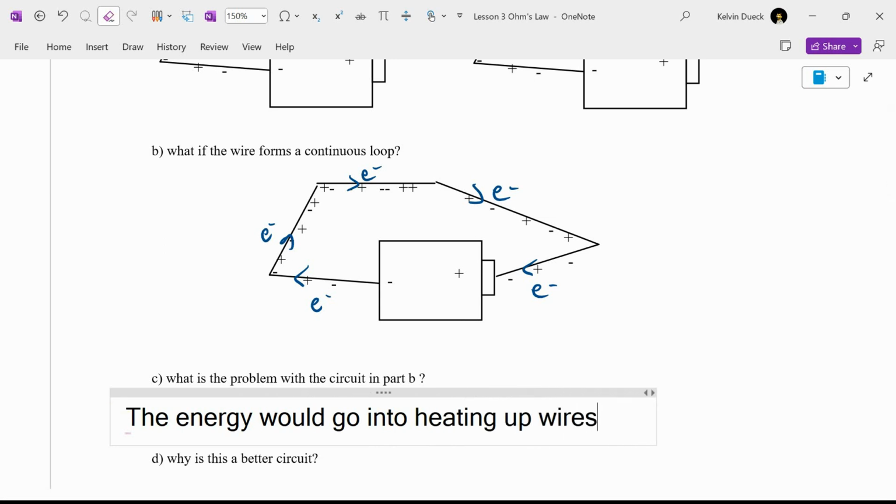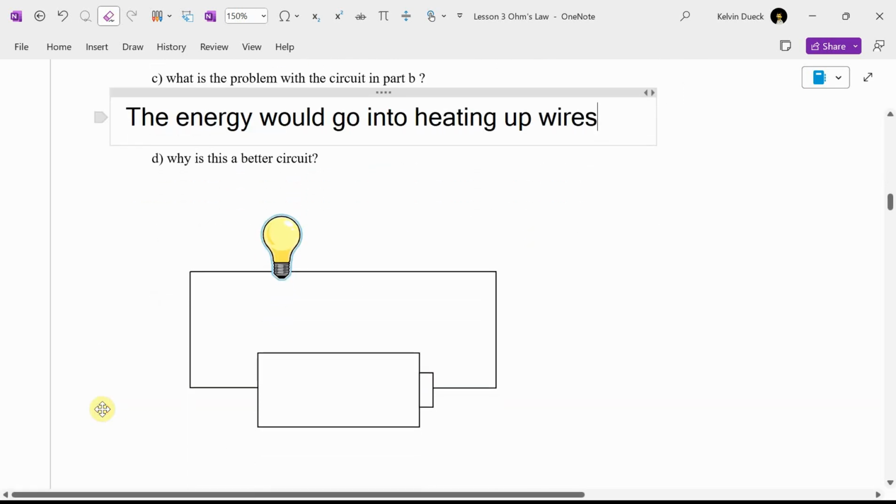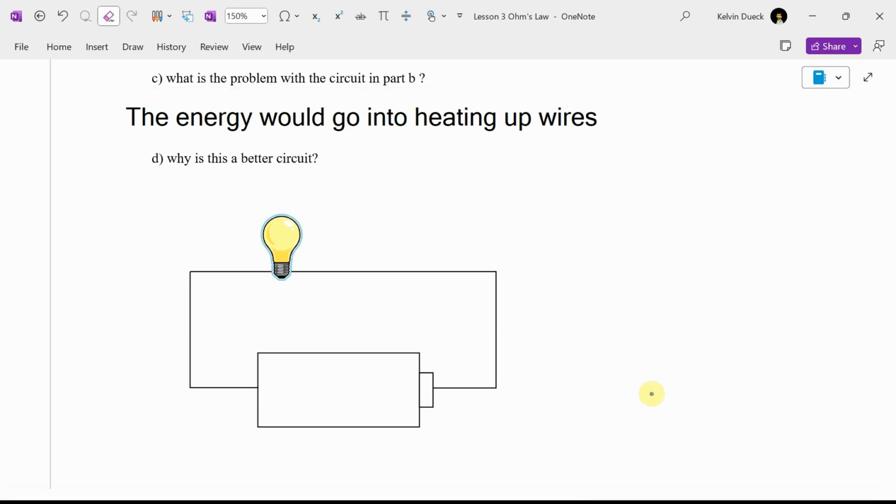Is heating up wires a good thing? No, fire bad. In fact, we call this a short circuit. Your stove elements are basically a controlled short circuit. So why is this a better circuit? We're going to turn this into a circuit diagram. So we have a battery, and then the wire goes, and here we have a resistor. There's the circuit version of that picture.